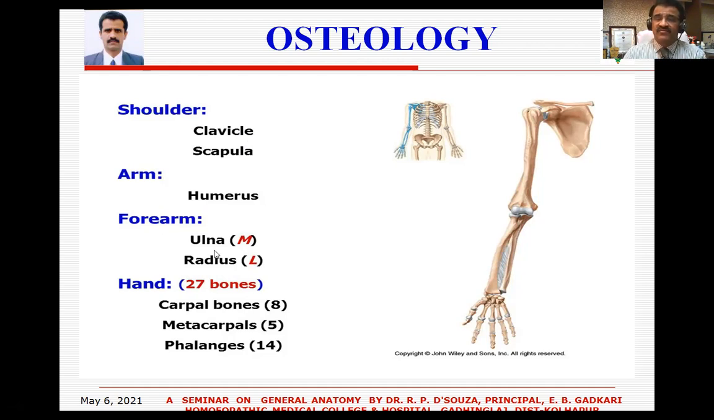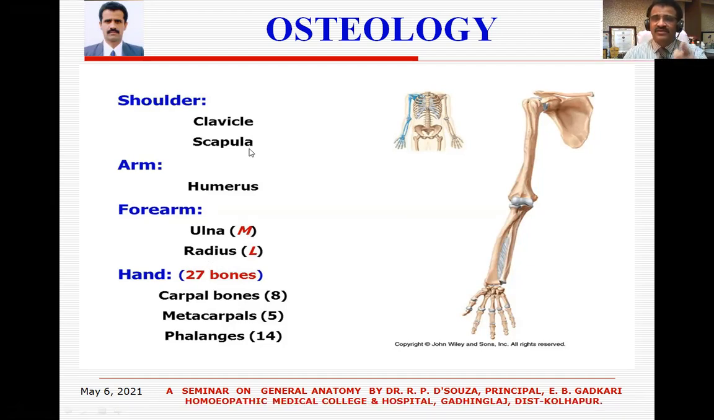And in the forearm, we have 1 ulna on the medial side and radius on the lateral side. So altogether 1, 2, 3, 4, and 5 bones up to the hand. And in the hand, there are 27 bones, because there are 8 carpals, 5 metacarpals, and 14 phalanges in each hand. So 27 plus 5, 32. And 32 plus 32, 64 in the upper limb.